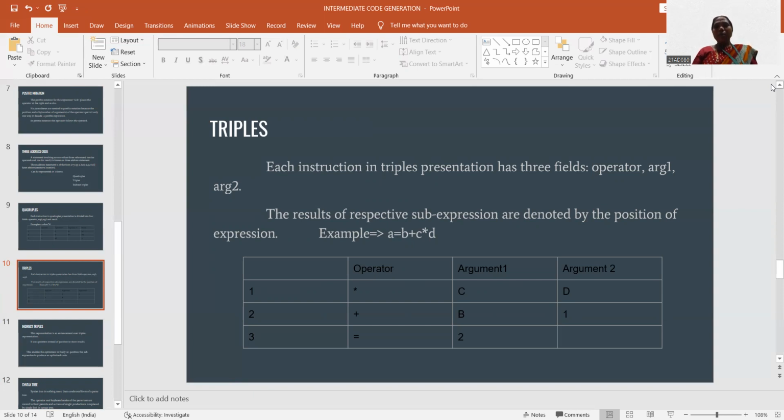Finally, we are assigning the resultant value to A. The resultant value is available in 2. The operator is the equal operator, that is the assignment operator. We should very clearly remember the difference between the assignment operator and the relational equality operator. Now here in the third location, we have the equal operator, that is the assignment operator, and only one argument, that is the resultant value which is stored in 2.